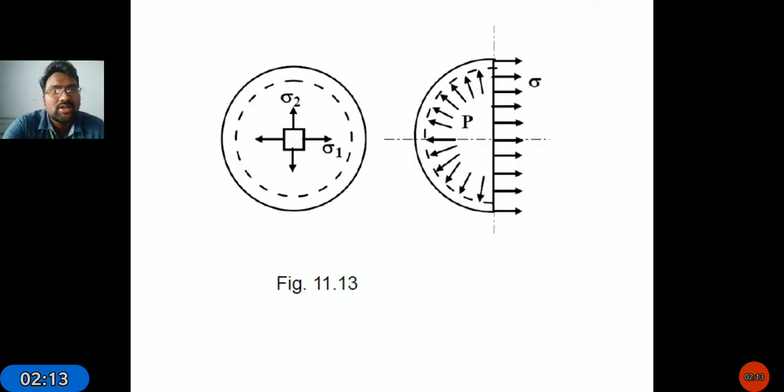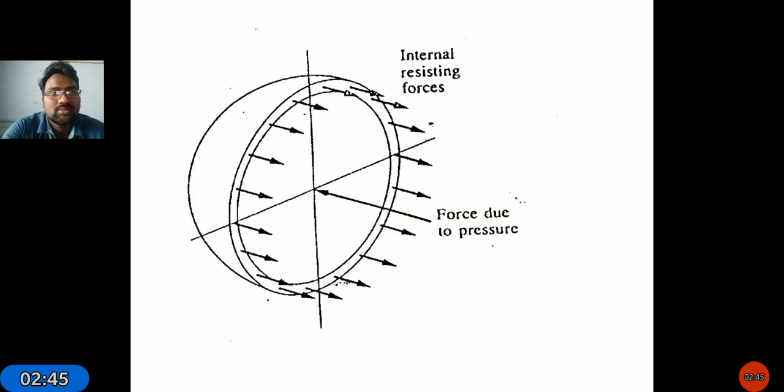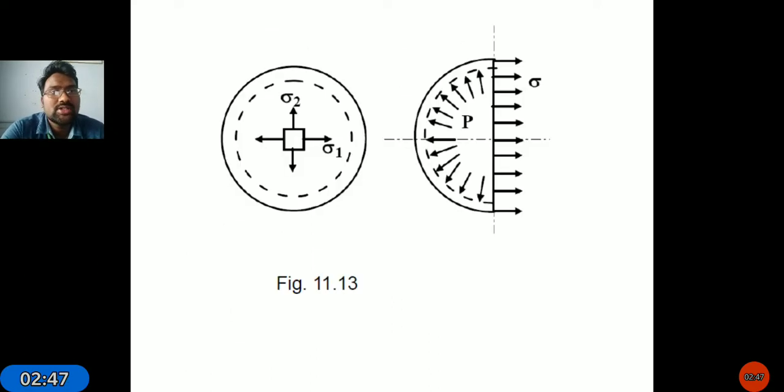Next, observe the spherical shell. It is an internal cross section. In one axis we take sigma 1 and in another axis we take sigma 2. Sigma 1 is the circumferential stress in the x-axis and sigma 2 is the circumferential stress in the y-axis. Due to the internal fluid pressure, it will exert force along the internal circumference of the spherical shape.